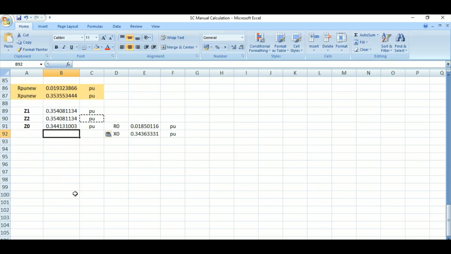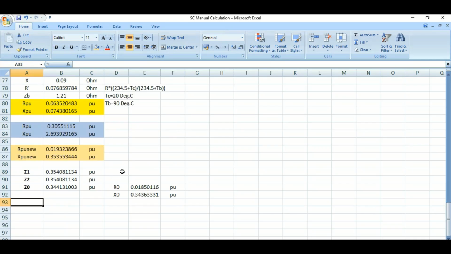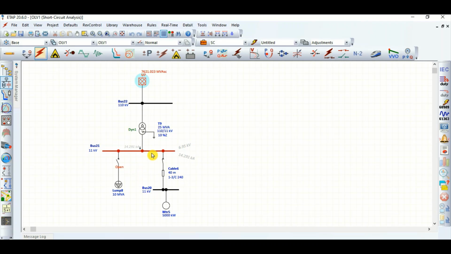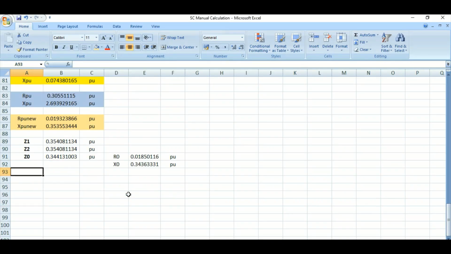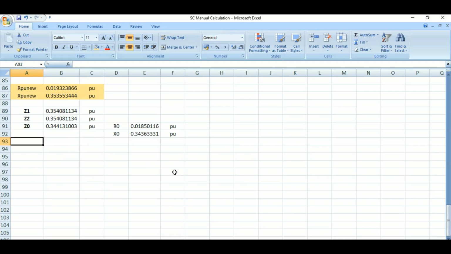Okay, so now we know Z1, Z2 and Z0 values. So the Thevenin equivalent behind this fault location we have calculated. Now we will find out the three-phase fault current.